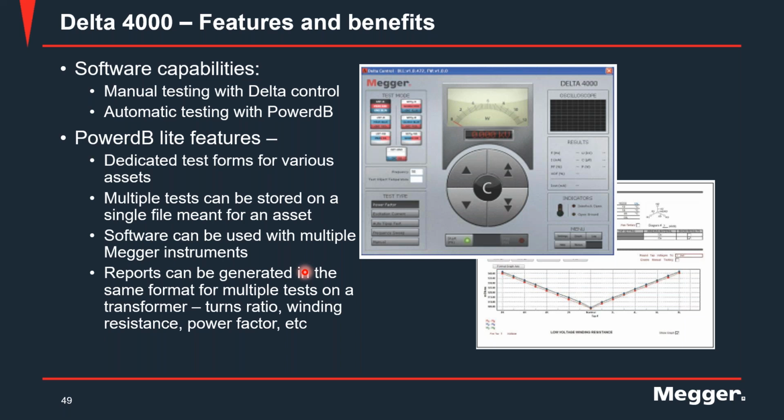We also have a free version called the light version, with which you can still store multiple tests on a single file. So you can have one file dedicated to one asset, and on that file you can store multiple tests as you go on doing multiple power factor tests on it over time. You can save all those tests on that single file, so that helps you keep a record of the previous tests and keep track of the results in a better way.